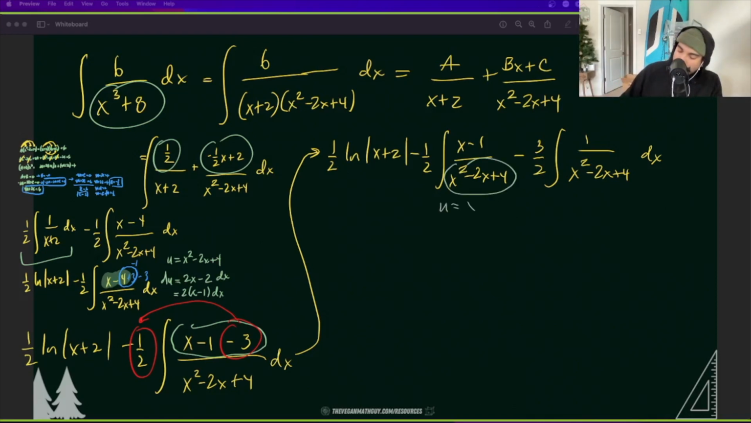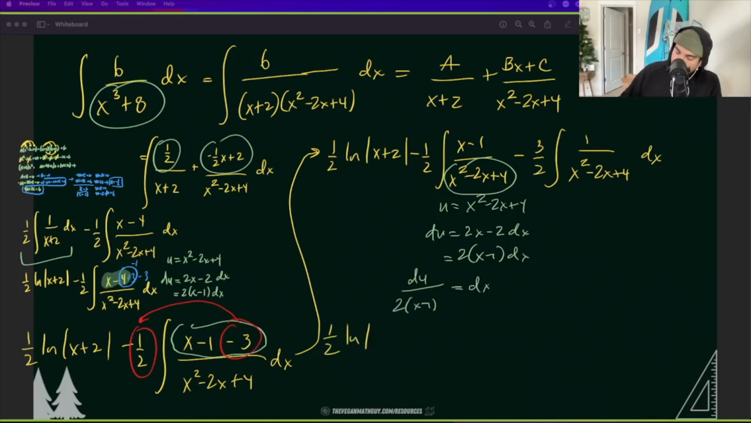So we make u equal to x squared minus 2x plus 4. du is equal to 2x minus 2 dx. In other words, that's 2 times x minus 1 dx. I can bring it to the other side, so I have du over 2 times x minus 1 equal to dx. So now what I have is 1/2 natural log of x plus 2 minus 1/4 integral of du over u minus 3/2 integral of 1 over x squared minus 2x plus 4 dx.